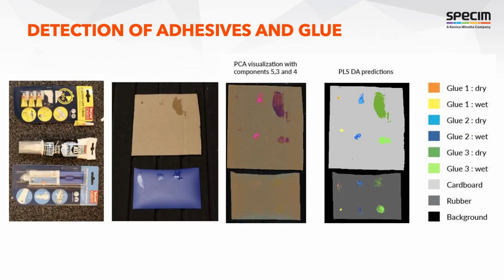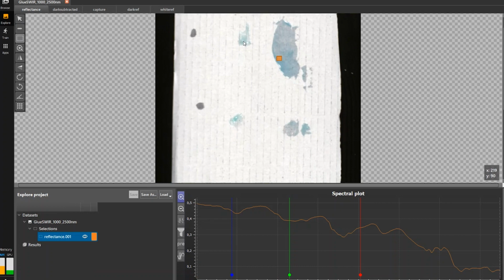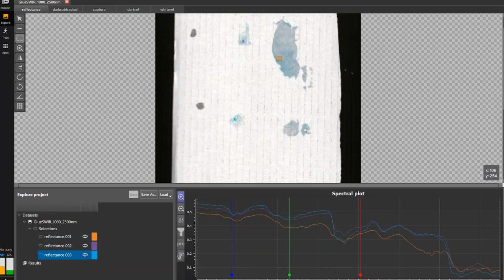So now we are talking about glue detection. That was an application that I tested myself. Basically, I had two carriers, some cardboard and some rubber, and I put on them three types of glue that I measured at T0 and T plus 3 hours. And then I wanted to see the mapping.